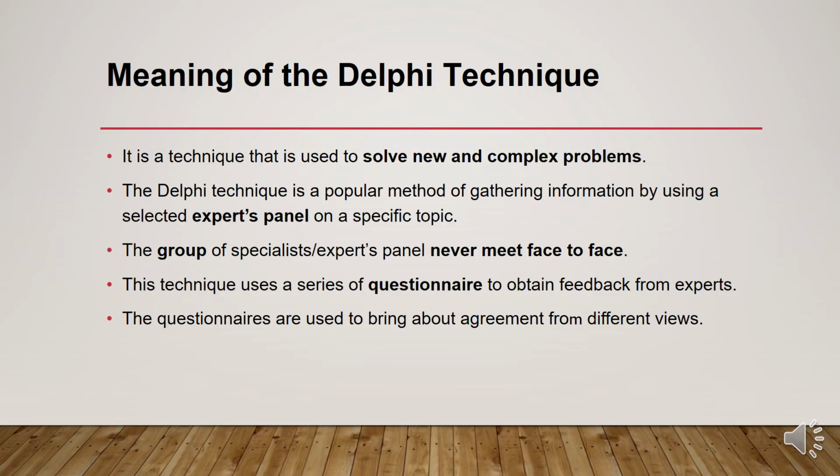popular method of gathering information by using selected experts on the specific topic. It's very important that you know that we make use of an experts panel. This group of specialists or experts never meets face to face. This technique uses a series of questionnaires, very important to remember that, to obtain feedback from experts. The questionnaires are used to bring about agreement from different views.